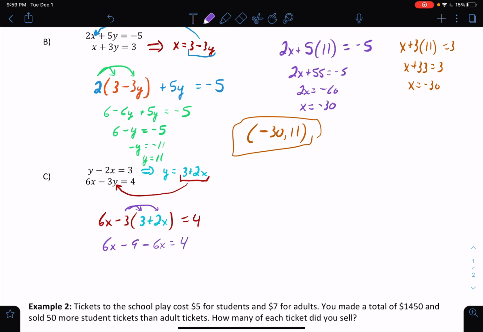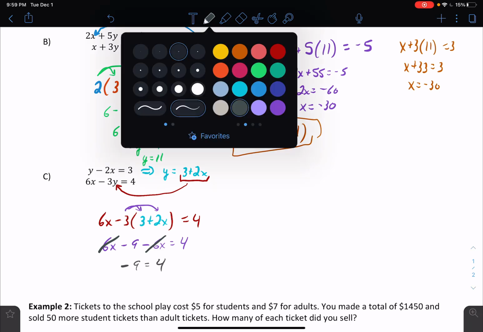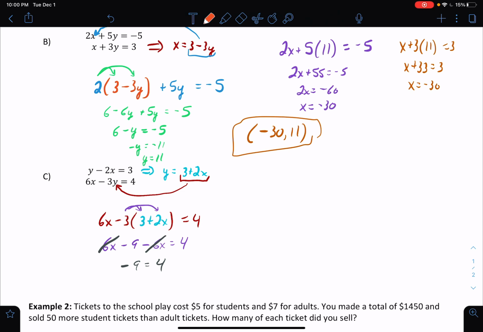All right, so I distribute. I combine like terms, but notice what happens. We got 6x minus 6x. That cancels out. 6x minus 6x, that goes away, and I'm left with negative 9 equals 4. Negative 9 equals 4. The variables canceled out. So think back to when we talked about solving equations. We're left with negative 9 equals 4.